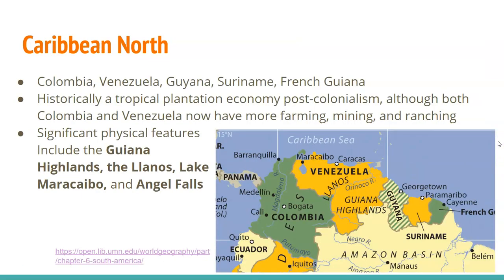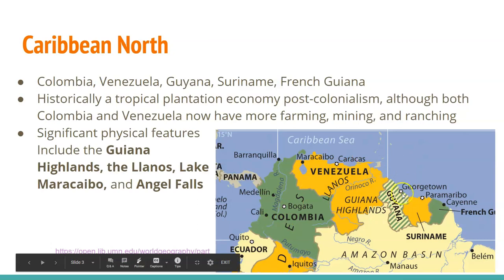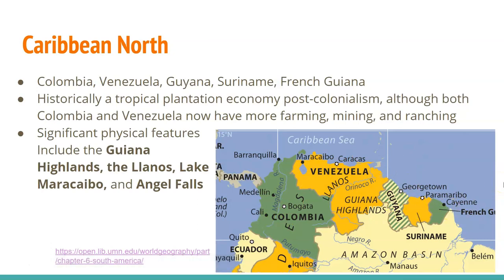Okay, so starting off on the Caribbean North, this is going to include the countries of Colombia here, Venezuela, and then Guyana, Suriname, and French Guiana. It should be noted that French Guiana actually is not an independent country. It is still controlled by France, so it would be a territory within South America.